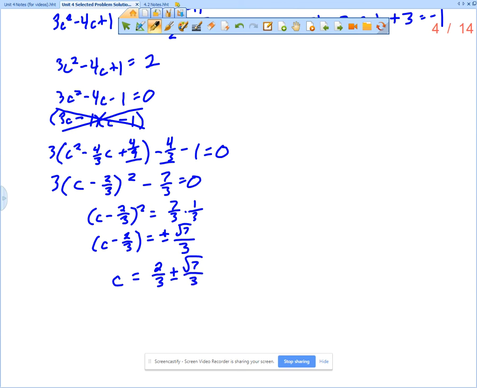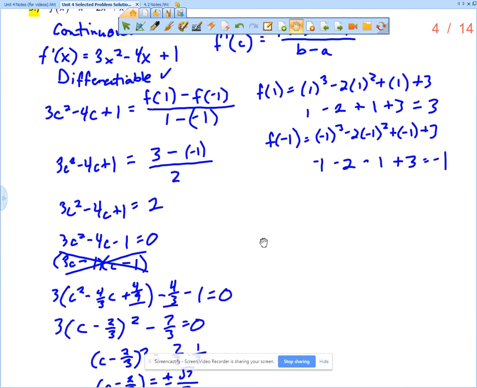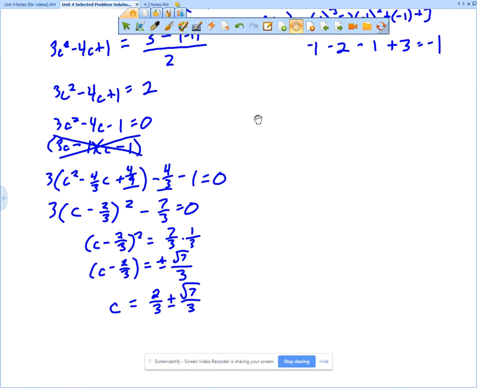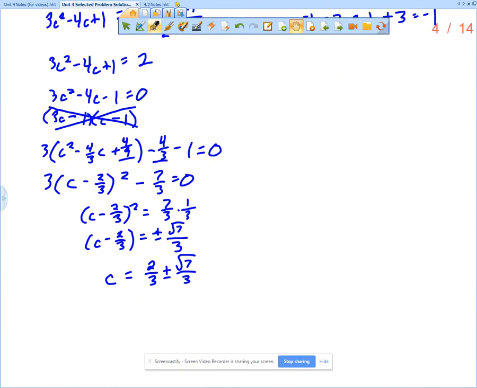Now we were told that our interval is -1 to 1. So is 2/3 plus the square root of 7/3 in between -1 and 1, and is 2/3 minus the square root of 7/3 in between -1 and 1?